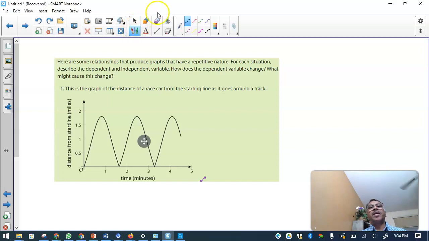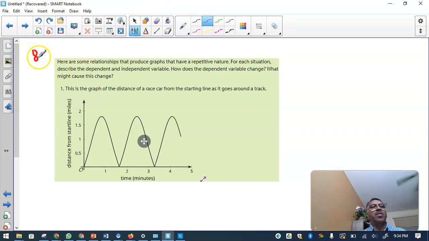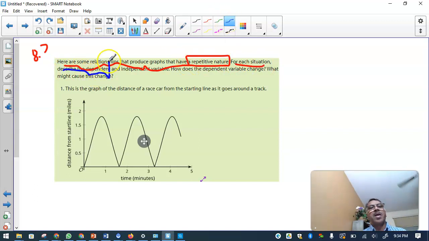In this case, you'll be given three options. This is 8.2, and the options they give are some relations that produce graphs with a repeated nature, which is the period. For each, describe what the independent variable is and what the dependent variable is.